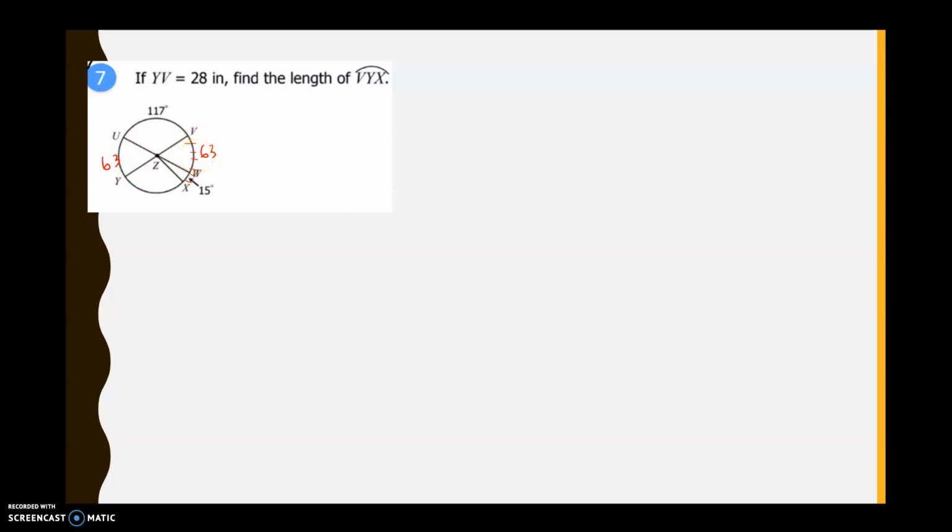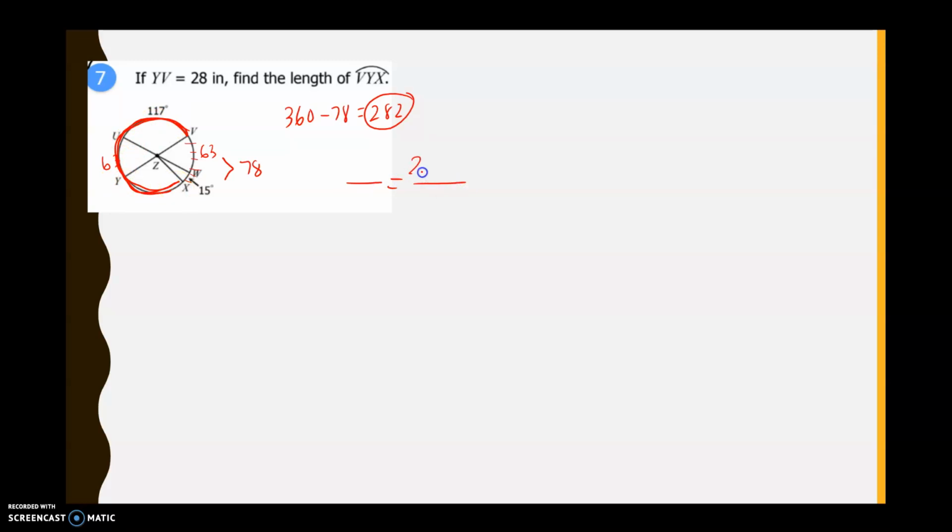So I want everything except the 63 plus 15, which is 78. So I'm going to take 360 minus 78, and that's going to leave me with 282. So 282 is the measure of this entire arc that's left over. Again, I don't want the 63 and I don't want the 15. Starting from V to Y and ending at X.